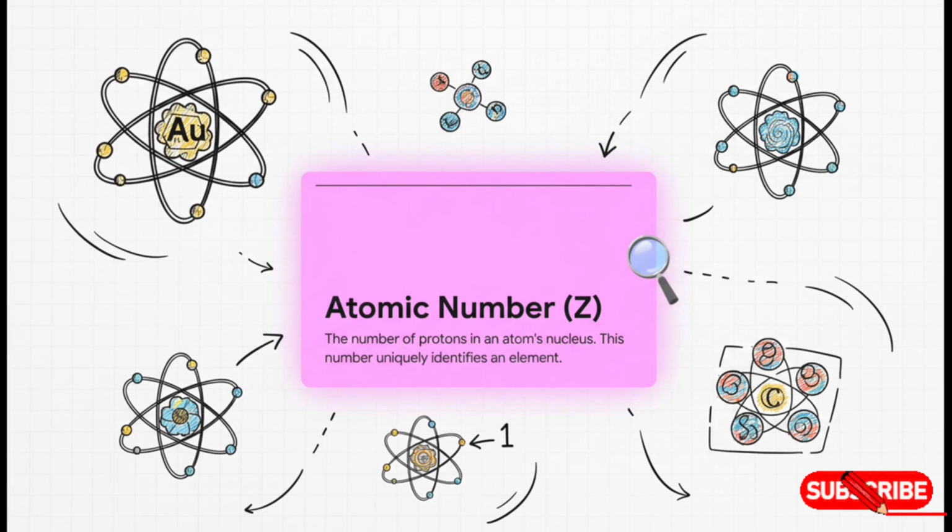So what makes an atom of gold different from an atom of oxygen? It all comes down to one thing: the atomic number. This is simply a count of how many protons are in the nucleus. That's it. It's the atom's unique fingerprint. Every hydrogen atom in the universe has 1 proton. Every carbon atom has 6, no exceptions.